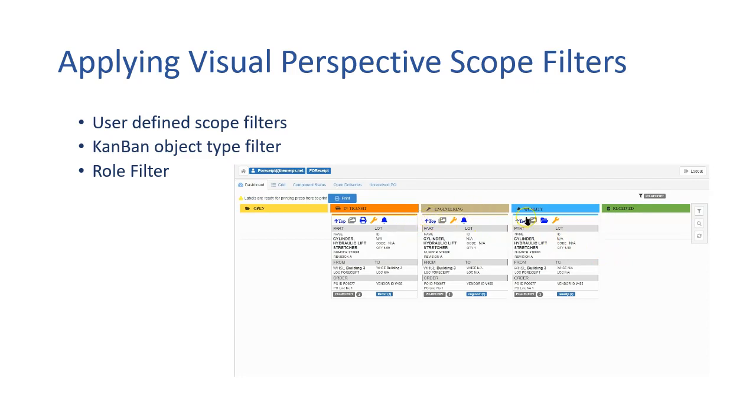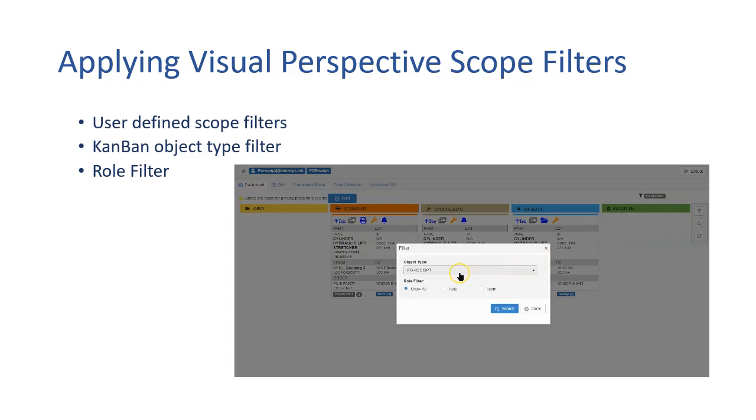Flexible visual perspective filters allow a fine-tuned view of Kanban activity. Filter by Kanban object type, role or team member.